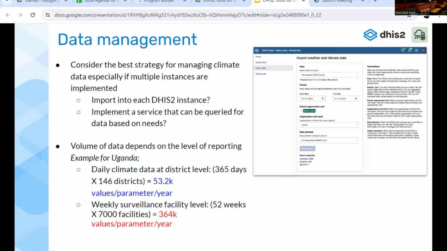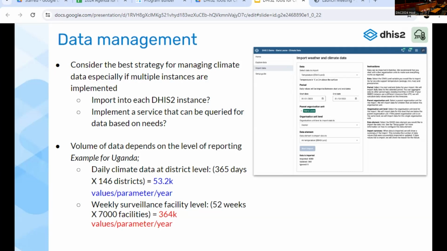Do you want to analyze climate data at facility level? Maybe it doesn't make sense. But maybe at district level, that makes sense. Now, if you use that district level implementation, and that was the example that I was giving for Uganda, where we have about 140 districts, and you're doing daily data, then for one variable, in a year, you should have about 53,000 values imported for that one variable.